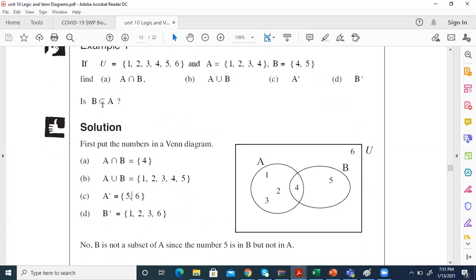Then also, is B a subset of A? If you look at B, B is 4, 5. A is 1, 2, 3, 4. Is B a subset of A? No, because even though A has 4, A does not have 5, which is an element that is also included in B. So for B to be a subset of A, it needs to have both 4 and 5, right?